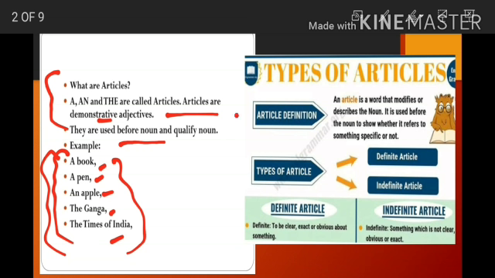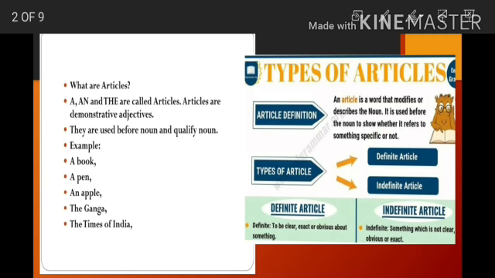Now see the definition of article. An article is a word that modifies or describes the noun. It is used before the noun, as I have already told, to show whether it refers to something specific or not. So, now the types of article.